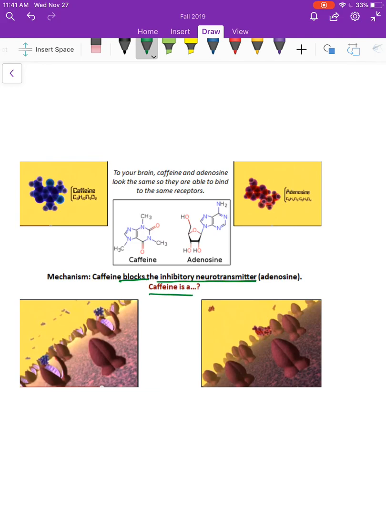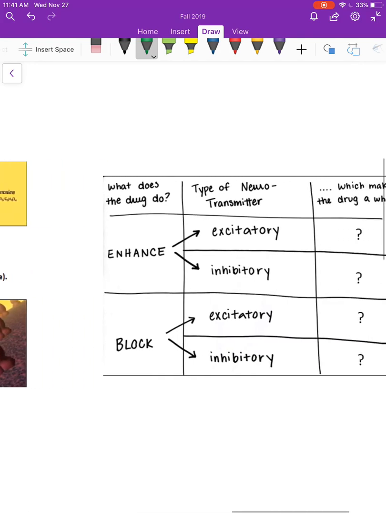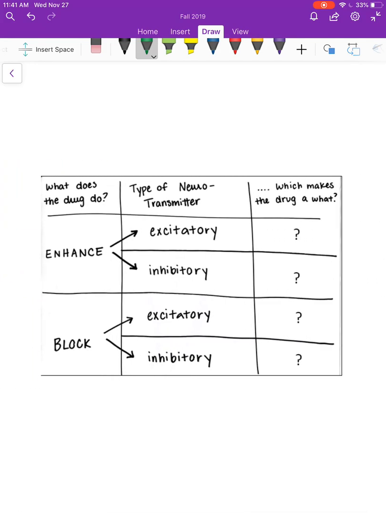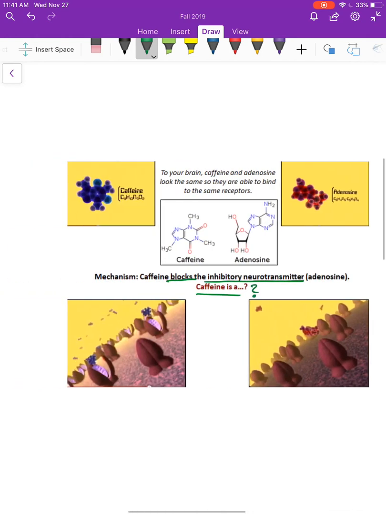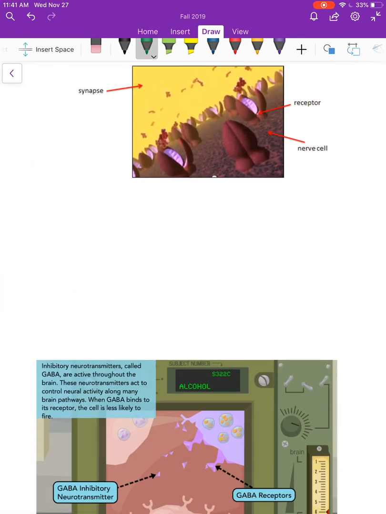So what is caffeine? What kind of drug is it? Is it a stimulant or a depressant? You can pause this if you want to guess on your own, but let's look at that. So we said adenosine is an inhibitory neurotransmitter, right? And caffeine blocks it. So that makes our drug a stimulant.